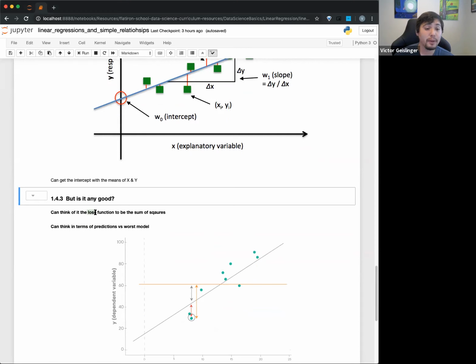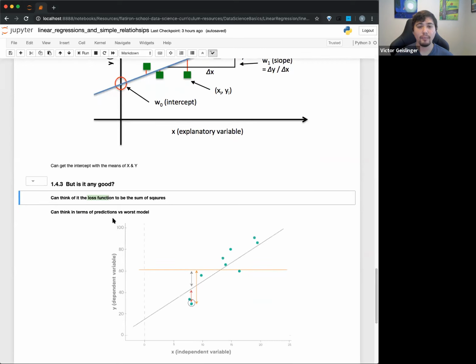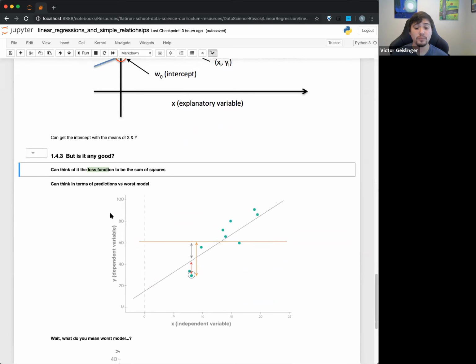So the point here is this loss function is saying how good is this function doing? How good is this model doing? And so we can say, okay, the loss is the sum of squares. And what this really ends up doing is letting us think in terms of the worst model. It's saying, if we had the worst model, what would this be? And if we can get better than the worst model, that's essentially what we have.